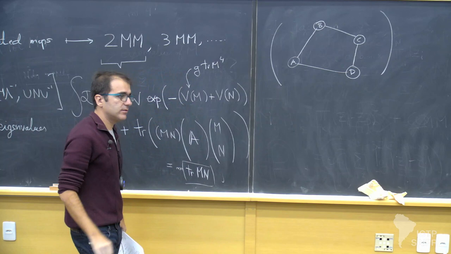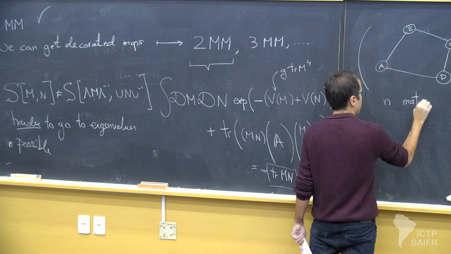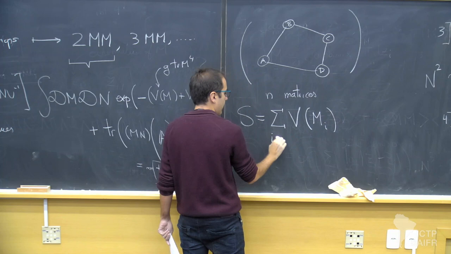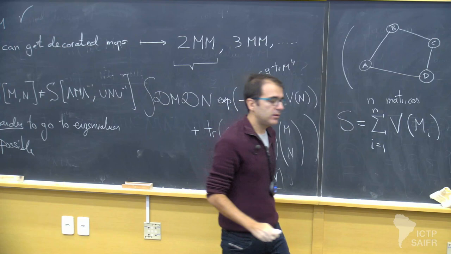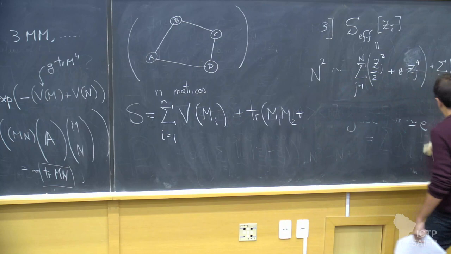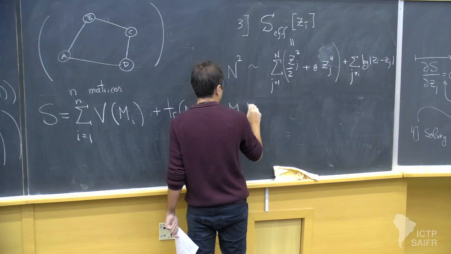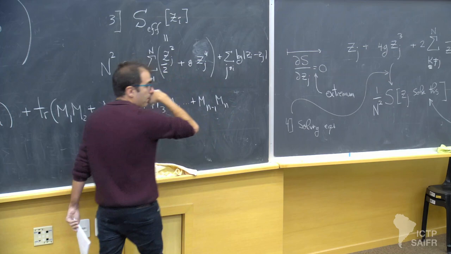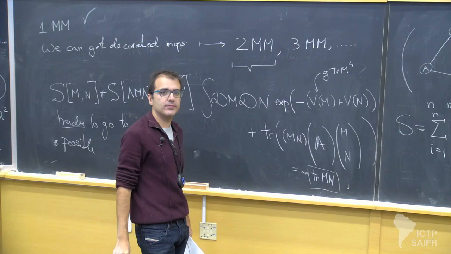So let's imagine that I have n matrices. And I want for my action to write a sum of a potential for each of the matrices, Mi, from i equal 1 up to n. But then I want to couple the matrices. And I want to say plus trace of M1 M2, plus M2 M3, plus M3 M4, plus M(n-1) Mn. I couple first with second, second with third, third with fourth, and so on, up to the last one. Right?